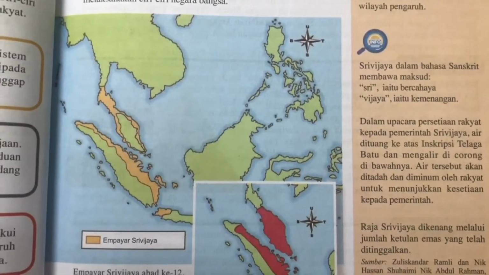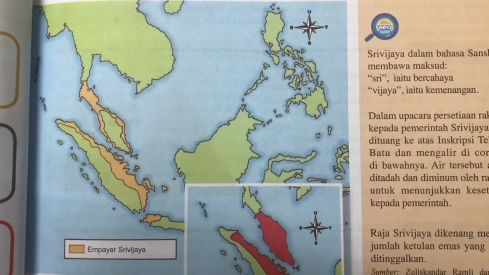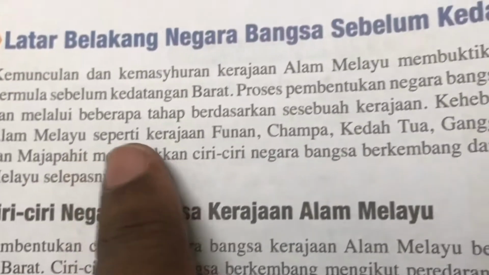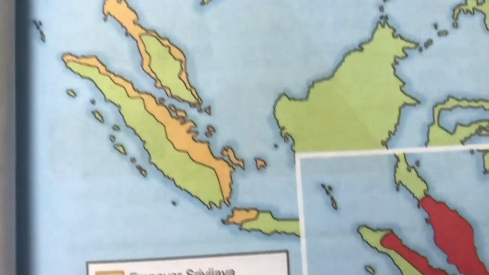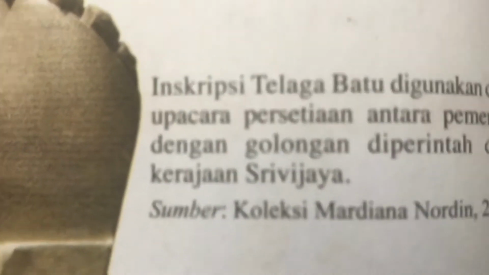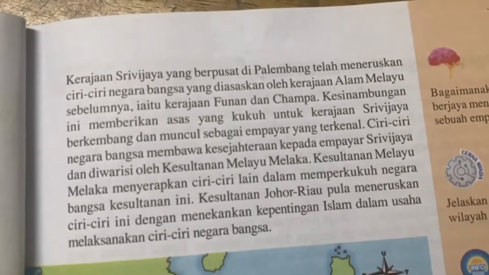When you look at a textbook, there are already clues that apakah soalan yang akan ditekankan. Kamu tengok, tadi ada dia berapa? Funan, Champa, Kedatuan. But in this map, they're talking about Sriwijaya. And here, they also talk about Sriwijaya, which means it's an important point. Faham tak? Okay, then tengok kerajaan. They even have a paragraph on Sriwijaya.